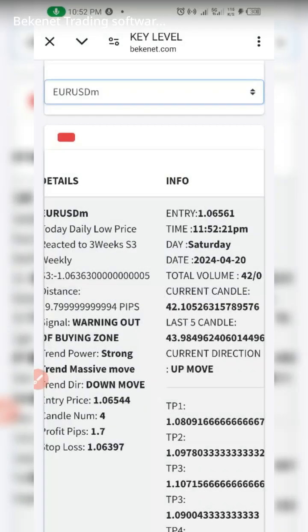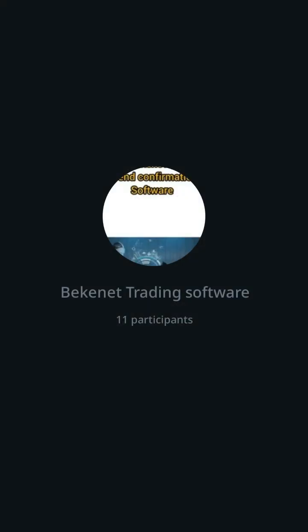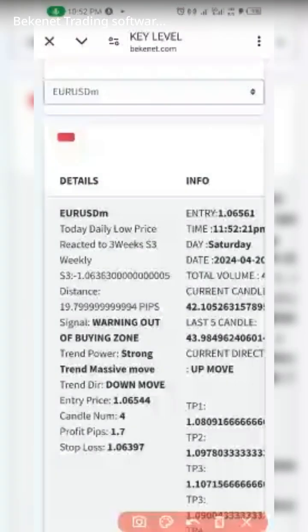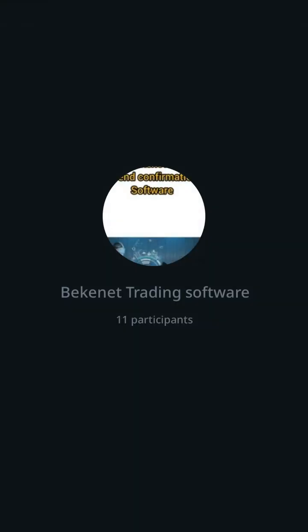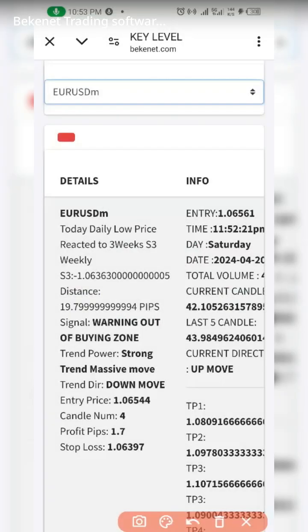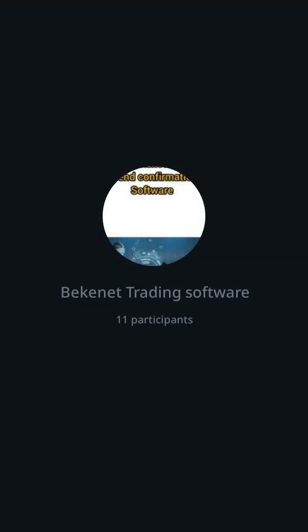Okay, now look at how it is. Wait, let me complete what I want to ask. Now, the take profit here, as I'm seeing now, is on the bullish move. The take profit I'm seeing here is for bullish movement.